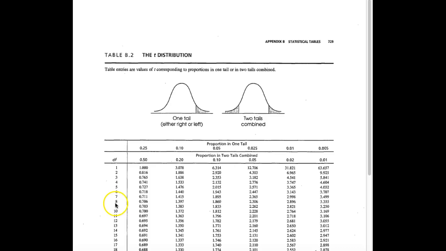And we're looking for degrees of freedom, 8. So we're looking for the row where 8 is. And we're looking for 0.05, 1 tail, right? So there's 1.860. There's the proportion in 1 tail. There's 0.05. And there's our row for 8 degrees of freedom. So our t critical value is 1.860. This is the critical value that we need to beat.